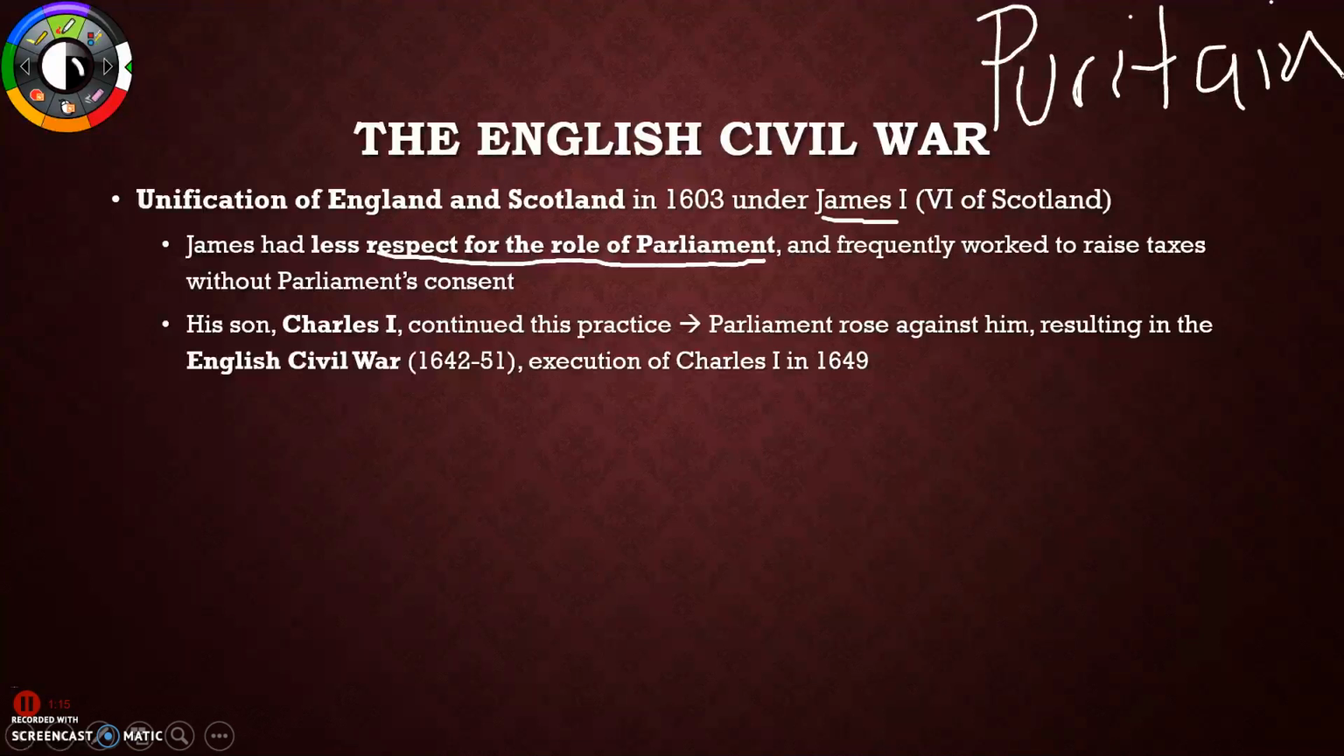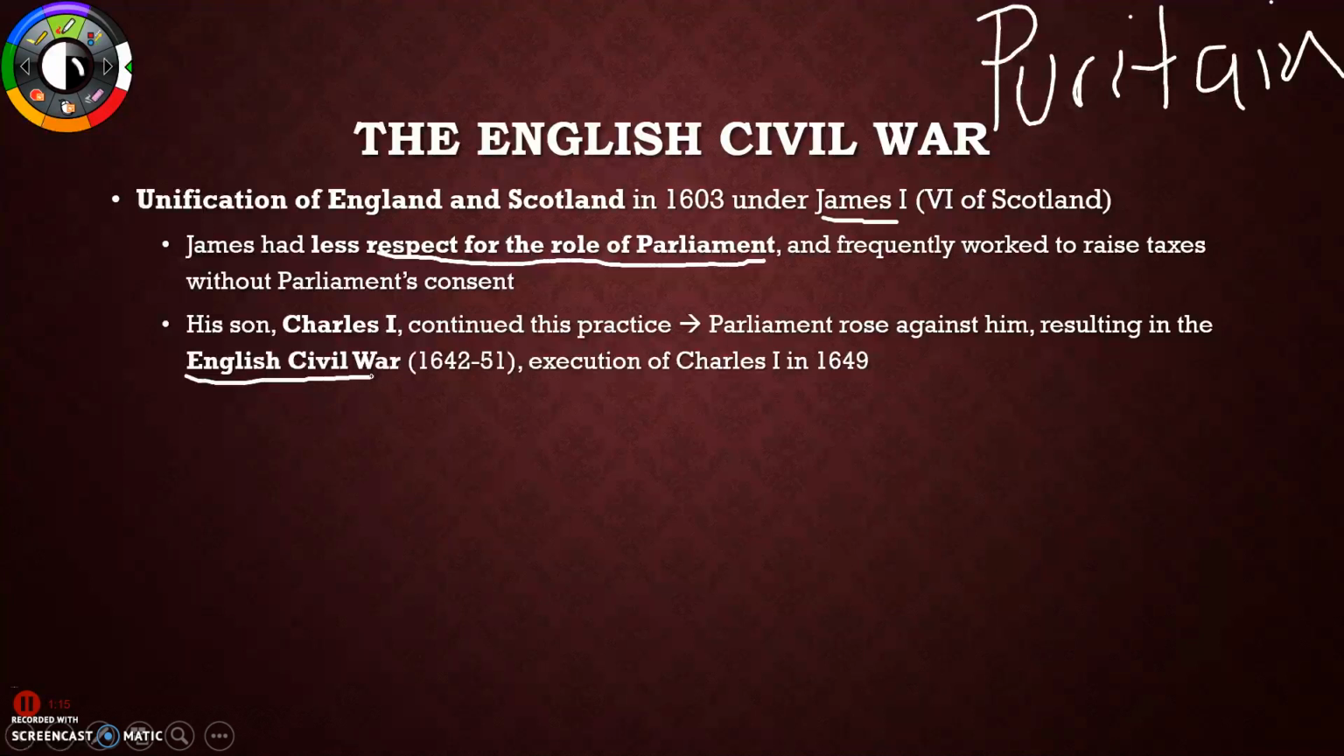Parliament ultimately gets so fed up with him that they rise up against him. They hire an army. There's a parliamentary military that rises against the king. This is the English Civil War, and it lasts for about nine-ish years. Charles I is ultimately captured by the parliamentary forces, and he is put to death. He is beheaded. This is before the French Revolution, so the French may think they're all that for killing a king, but the English did it first.